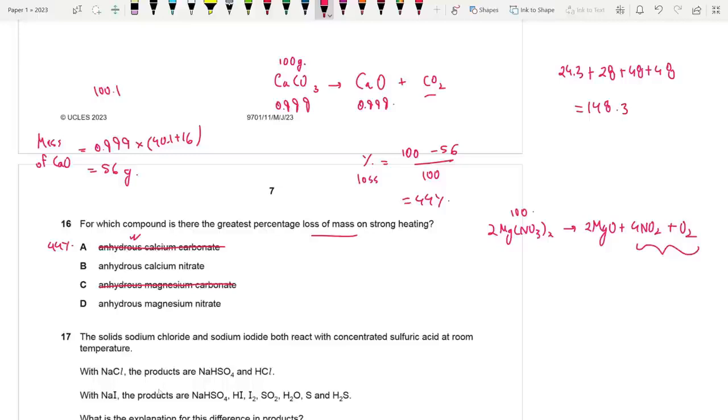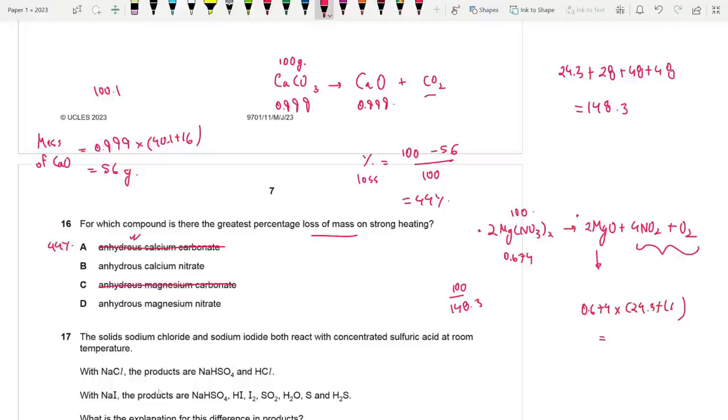That is 148.3. Okay, so let's find the moles. That's 100 divided by 148.3, which gives you a value of 0.674. Okay, now we want to find out the percentage loss in mass. I'll do it the same way, okay? So these two have the same molar ratio, so same moles. I'm just going to find out the mass now. So that is 0.674 times 24.3 plus 16.